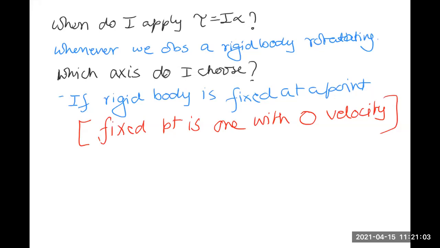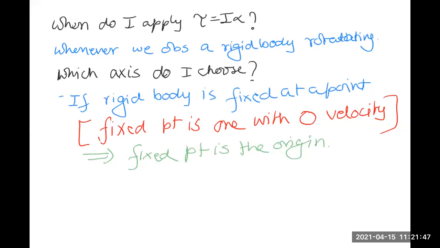There is another option of telling you that a point is fixed. I can say that, look, in this rigid body, this particular point has zero velocity. Right? Both statements are equivalent. Either I say it is fixed at this point, or I say the velocity of this point is zero. Both statements tell me that that is the fixed point. And if a rigid body is fixed at a point, then this implies that the fixed point is the origin.